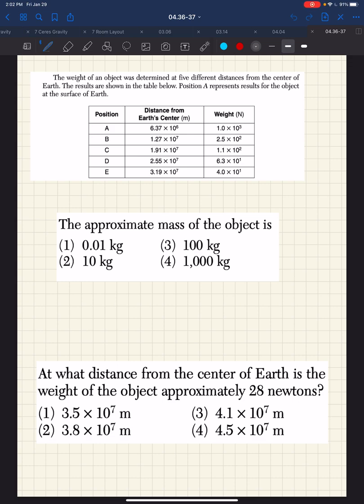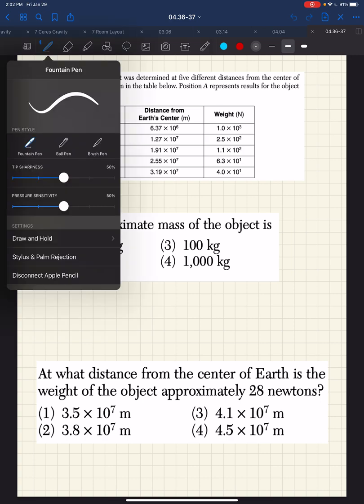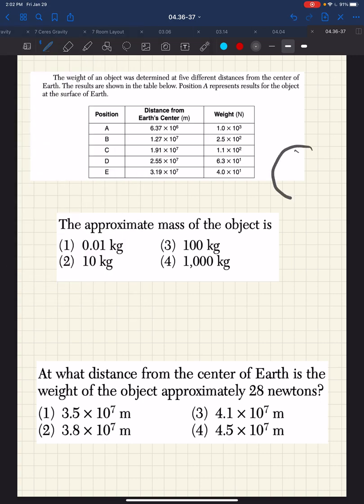In this question, we're given the weight of an object at 5 different distances from the center of the Earth. So we have the center of the Earth and a bunch of different distances. Now, it might be instructive for us to figure out what the radius of the Earth is. And we know that is 6.37 times 10 to the 6th meters.